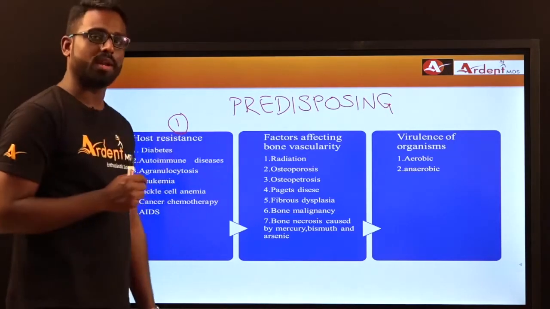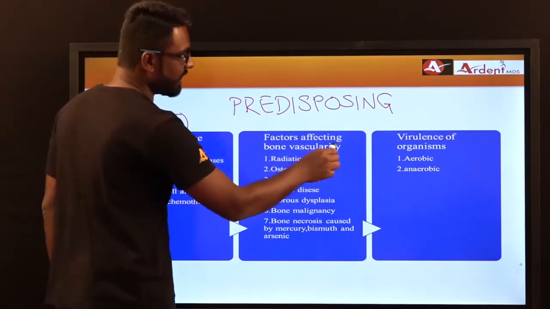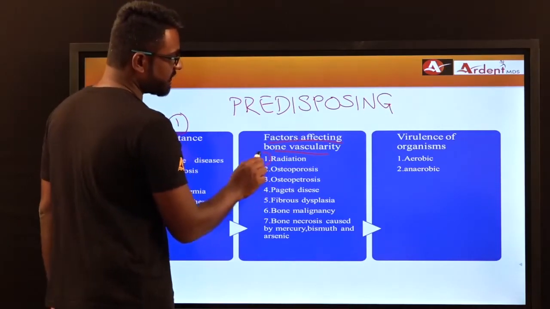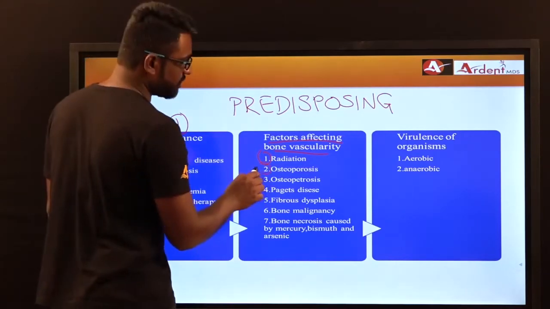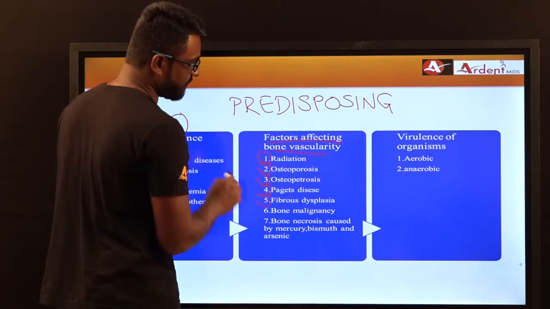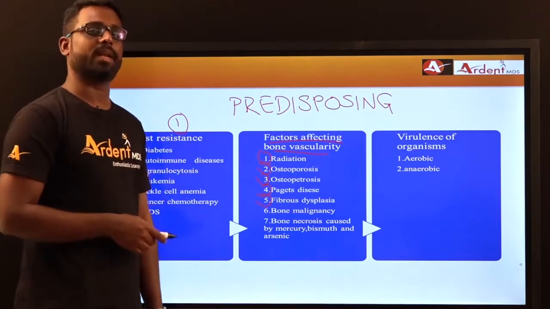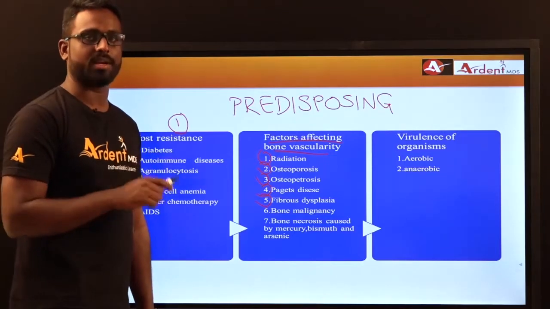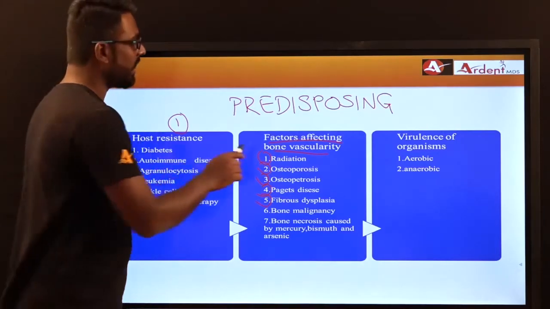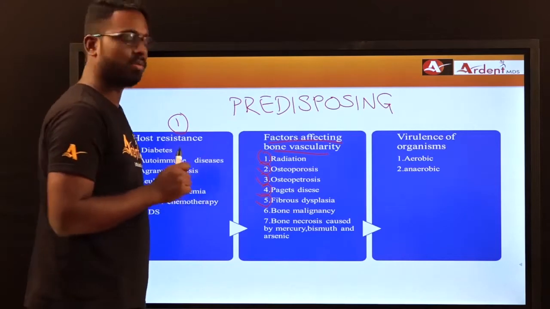Next one is factors affecting the bone vascularity. So this is a localized region. Whenever the bone vascularity is affected due to radiation or any bone malignancies or any conditions such as osteopetrosis, osteoporosis, Paget's disease, fibrous dysplasia or any kind of malignancy, the vascularity of the bone is disrupted. The architecture of the bone is altered and that leads to the affected bone vascularity.